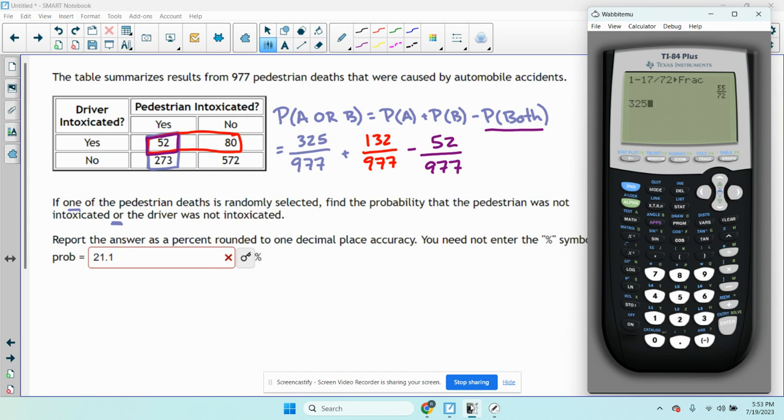So luckily we can just do this in the calculator, and it's pretty straightforward. We do 325 divided by 977 plus 132 divided by 977 minus 52 divided by 977. If you want to keep it as a fraction, just hit math, enter, and it'll fix it for you. They want percentages. So let's do 405 divided by 977. And we get 41.4.